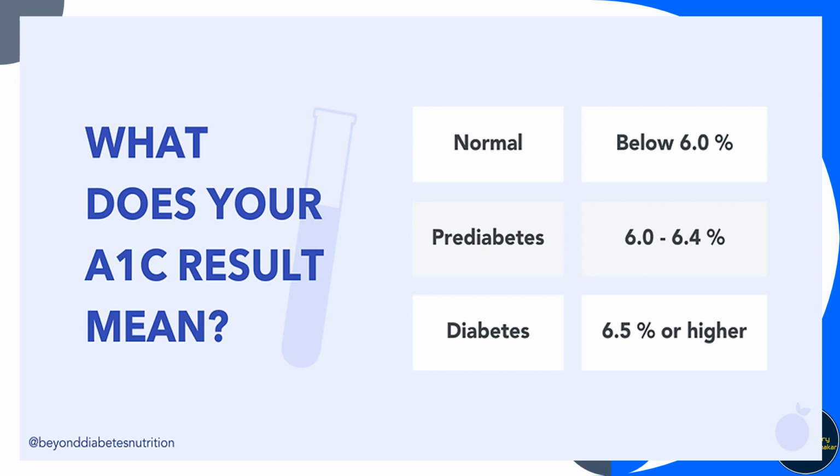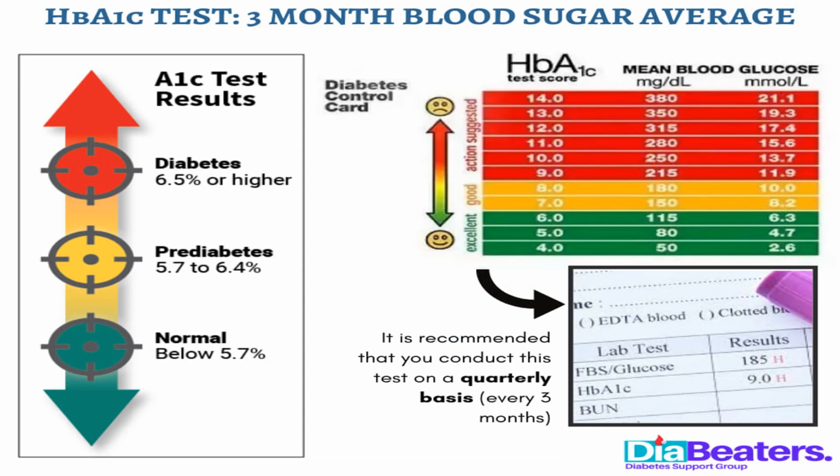What do the HbA1c results mean? Whenever the result is below 6%, it is considered normal. If it is between 6 to 6.4%, it is considered pre-diabetic, and 6.5% or higher is considered diabetic. So if you see this bar, the pre-diabetic range is 5.7 to 6.4, below 5.7 is normal, and above 6.5 is diabetic. This can be equivalent to the glucose values which you are going to see here.